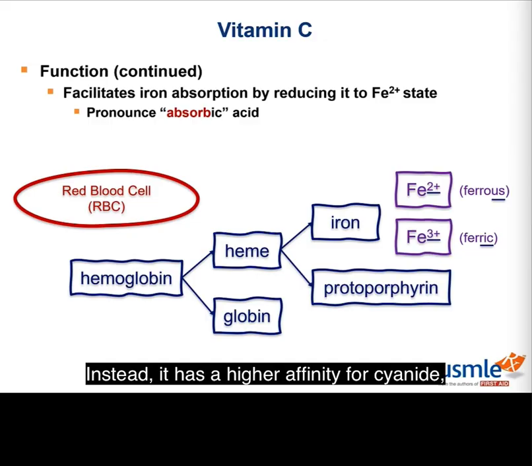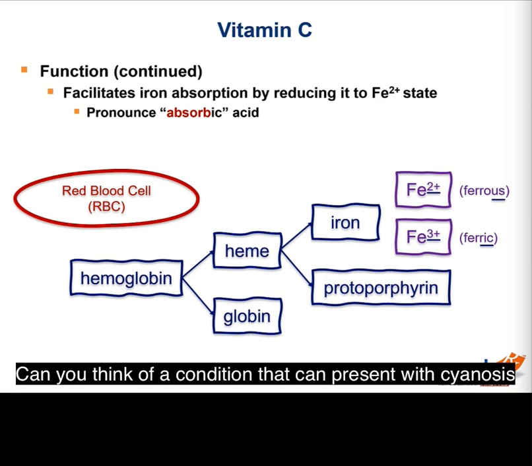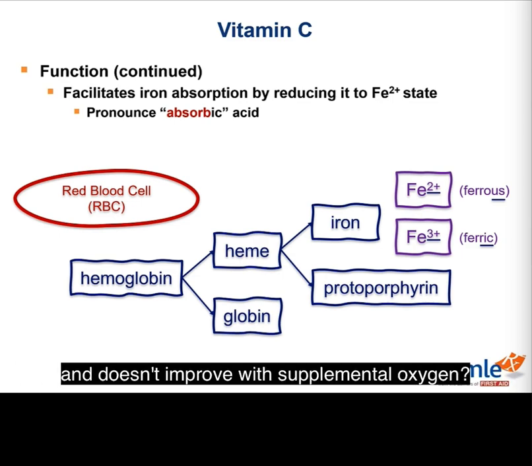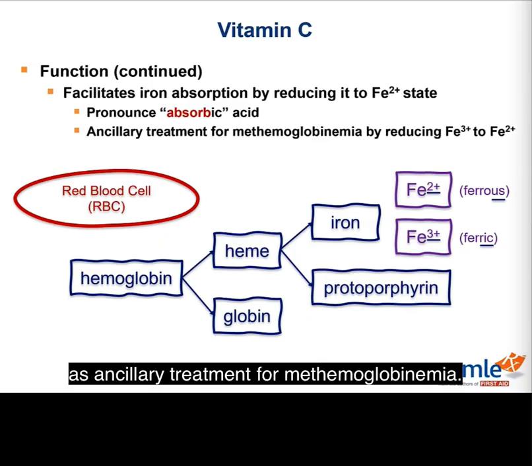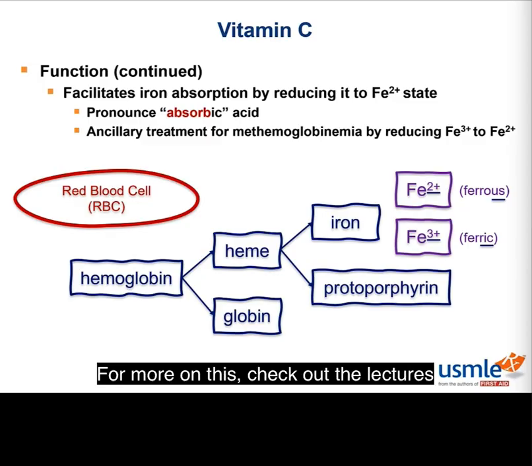Instead, it has a higher affinity for cyanide, which could lead to tissue hypoxia from decreased oxygen saturation and decreased oxygen content. Can you think of a condition that can present with cyanosis and doesn't improve with supplemental oxygen? If you're thinking of methemoglobinemia, that's great. This is why vitamin C can serve as ancillary treatment for methemoglobinemia. It reduces Fe3+ to Fe2+. For more on this, check out the lectures on hemoglobin and methemoglobin.